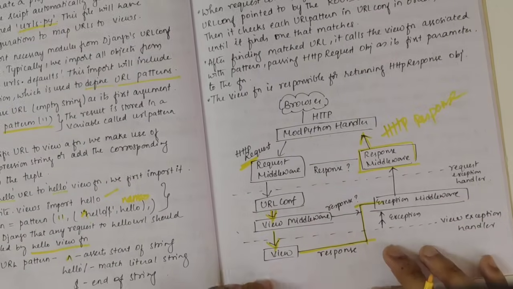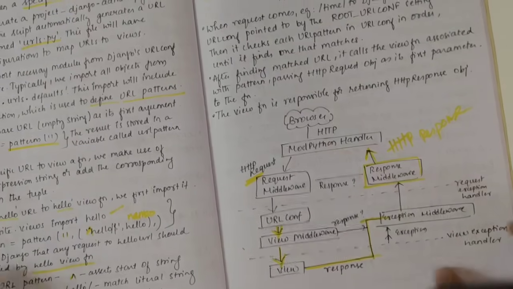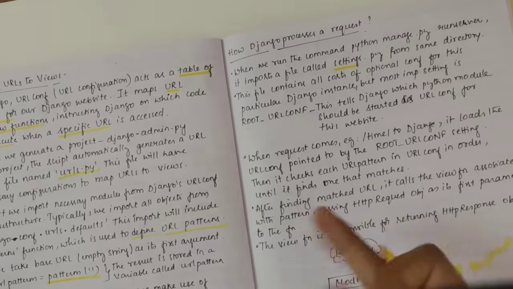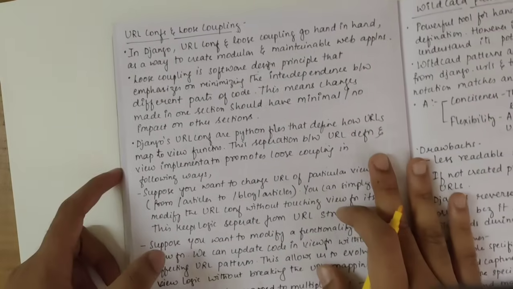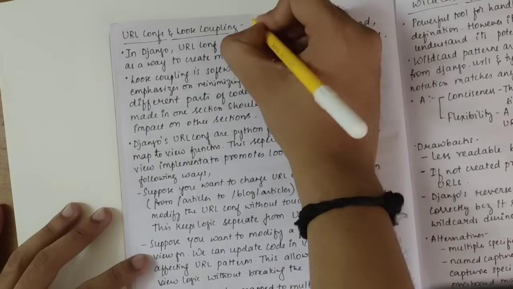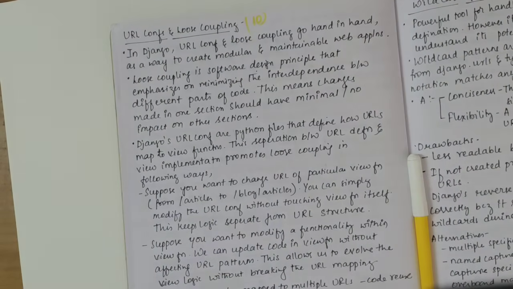So if asked how Django processes a request, make sure you draw this diagram and explain it. It is a pretty simple topic, right? You can explain it in your own words. Next we have URLconf and loose coupling. This is again a pretty important topic. It could be asked for 10 marks also.